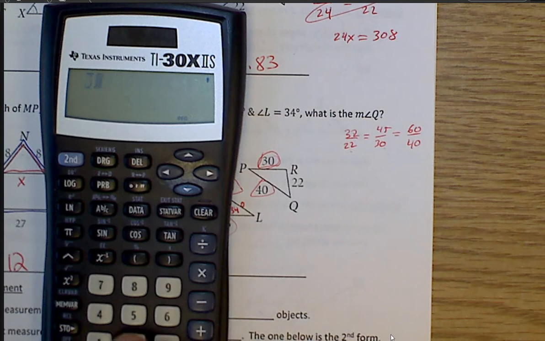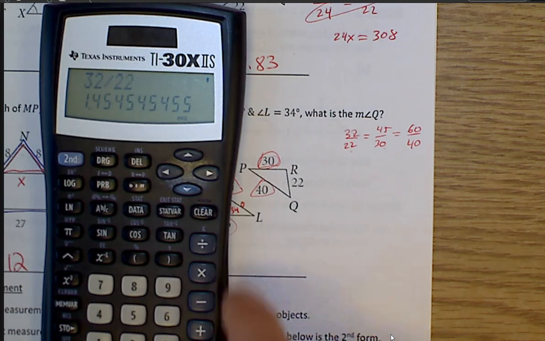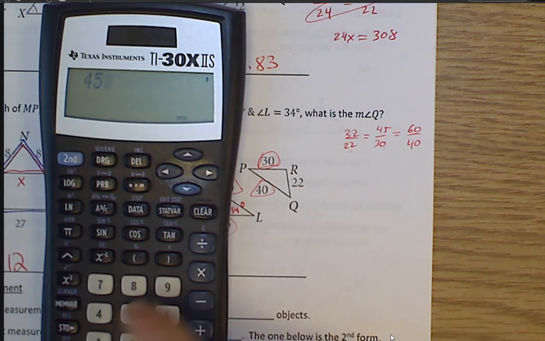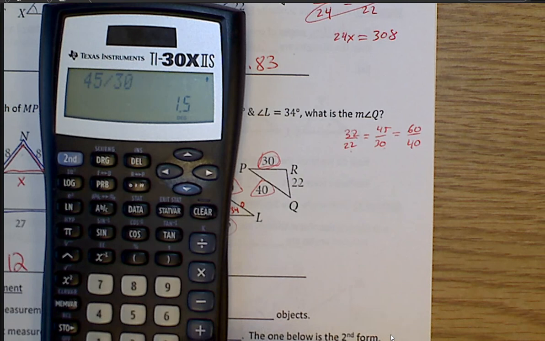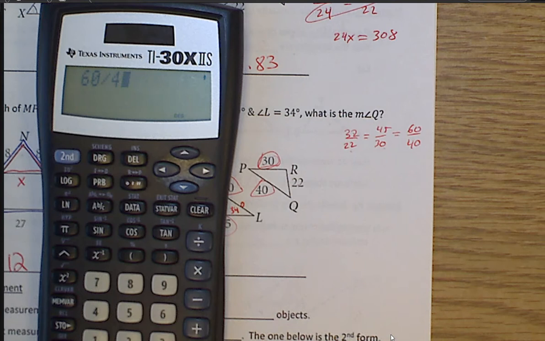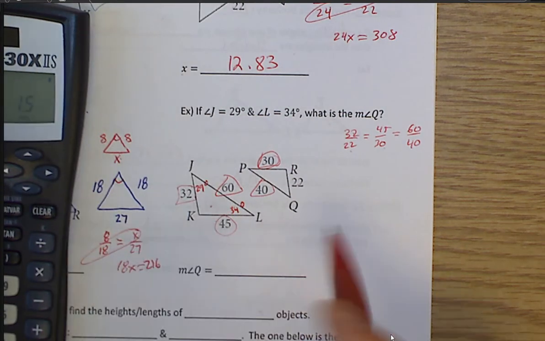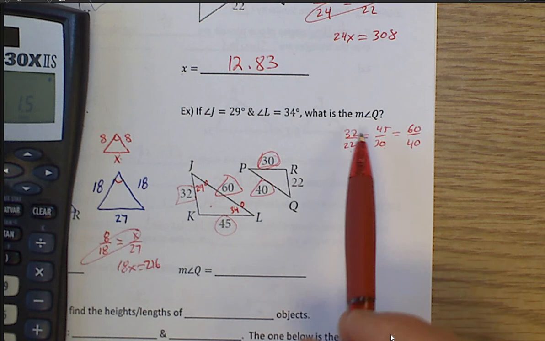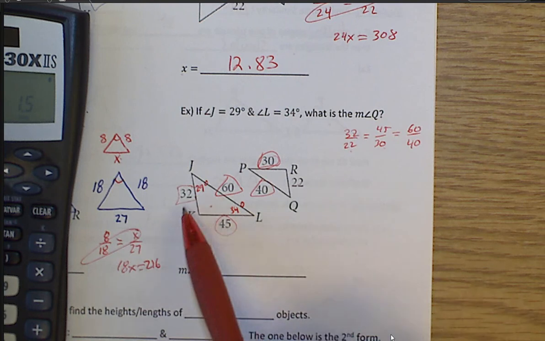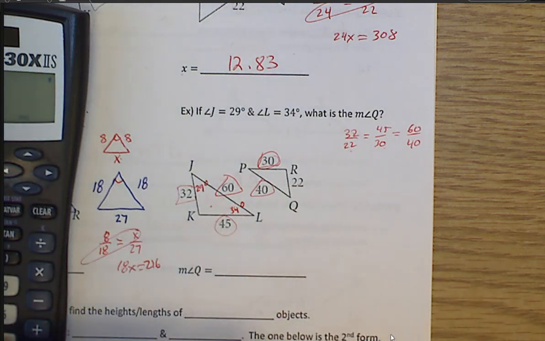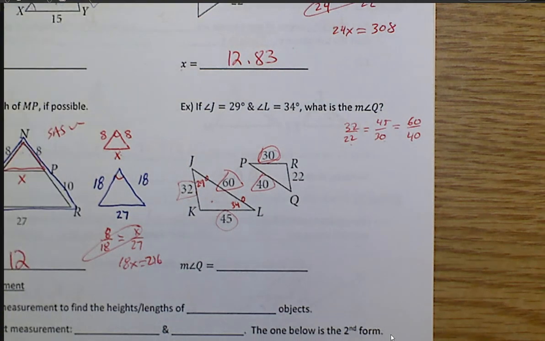32 divided by 22 equals 1.45. 45 divided by 30, 1.5, and 60 divided by 40 is 1.5. Let me just double check, make sure I did my math right here. 32 over 22 is 1.45. So we got a problem here. The problem is that these two triangles are not similar, okay?